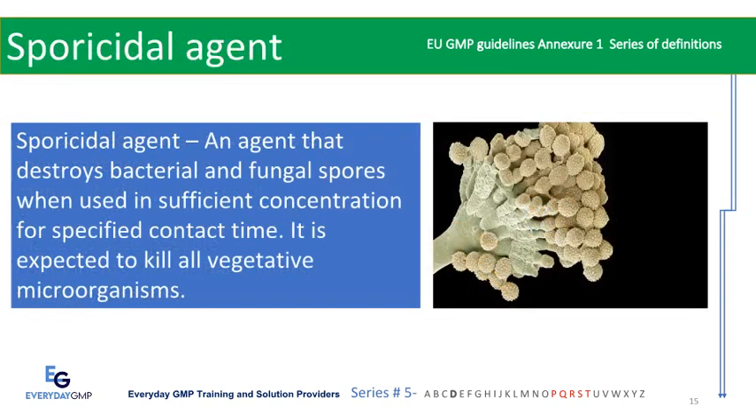Sporicidal agent: an agent that destroys bacterial and fungal spores when used in sufficient concentration for a specified contact time. It is expected to kill all vegetative microorganisms. Examples include phenols, cresols, chlorhexidine, quaternary ammonium compounds and sublethal concentrations of chlorine-releasing agents and glutaraldehyde.